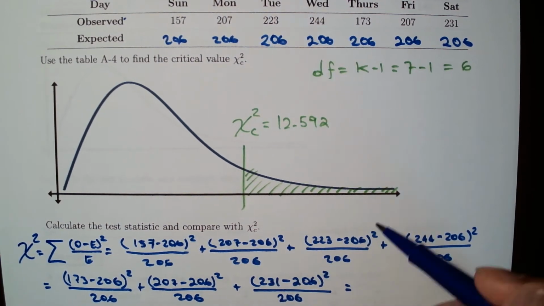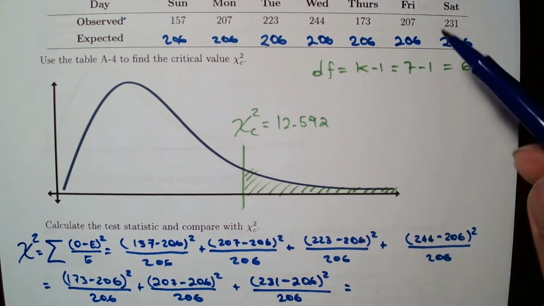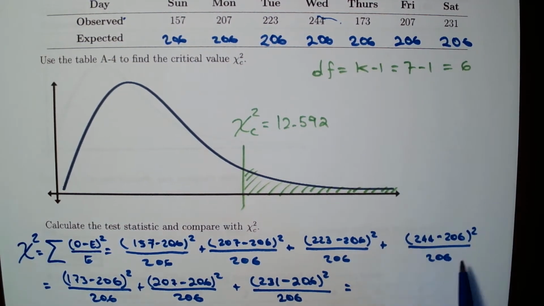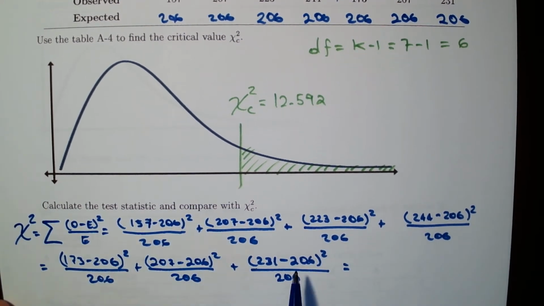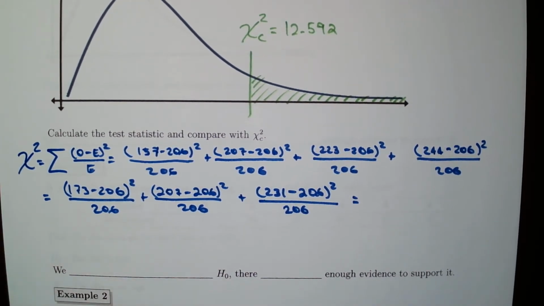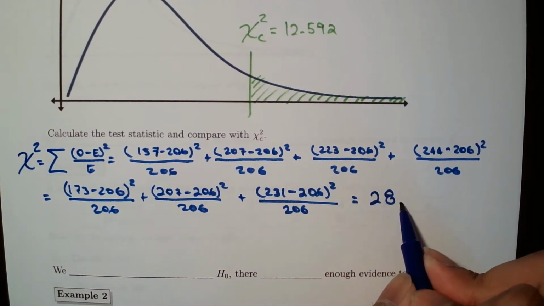And then I'm going to do the third calculation corresponding to Tuesday, 223 minus 206 over 206, the numerator squared. And then for Wednesday, 244 minus 206, quantity squared over 206. And then for Thursday, Friday, and Saturday. This might be a little bit painful to do, especially when putting all this in the calculator, so there may be a silly mistake with parentheses or something. So I'm just going to give you the answer here. If you put all this in the calculator, you should get 28.238.